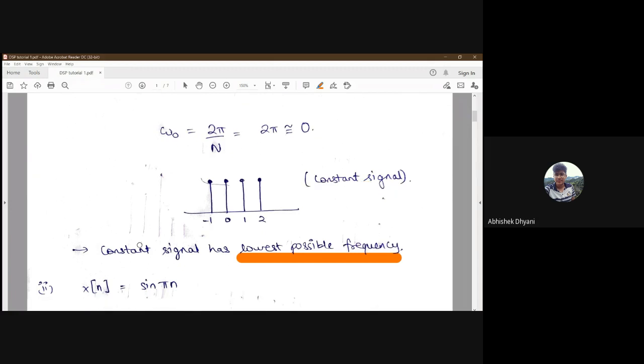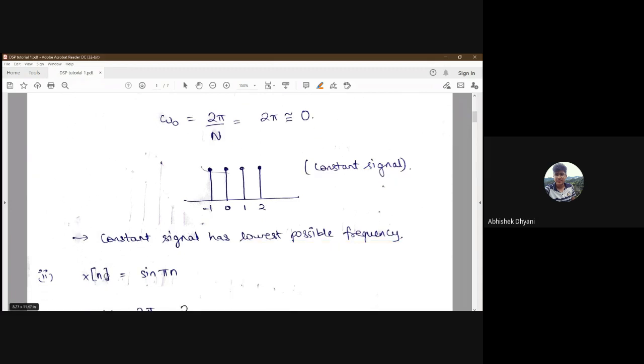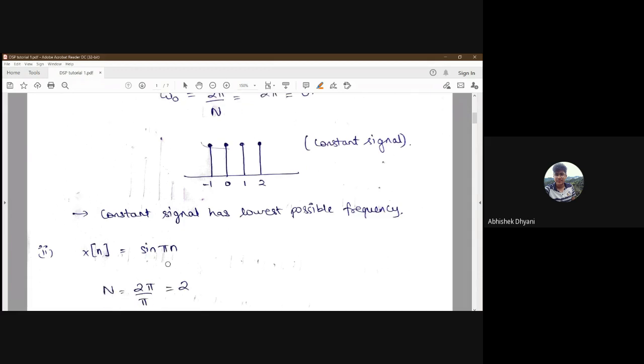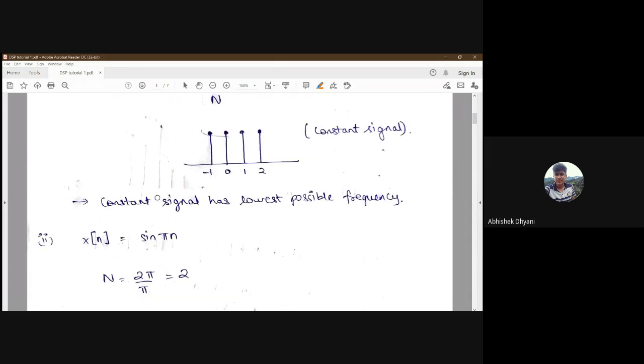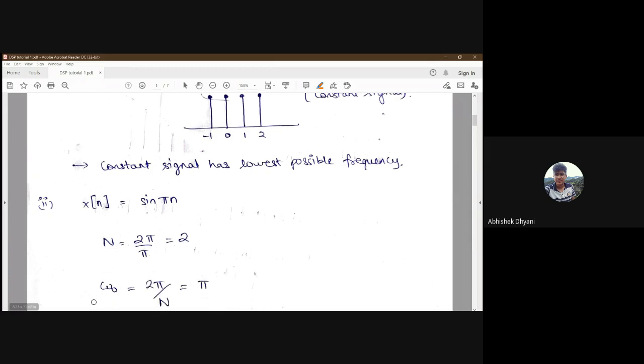Now, let's look at the second case. We have x[n] is equal to sin pi n. And again, we have to find out the frequency. So in this case, again, we'll first calculate the time period, which is 2 pi upon pi, that is 2. Then we use the same formula, omega naught is equal to 2 pi by N, to find out that the fundamental frequency is equal to pi in this case for this signal.